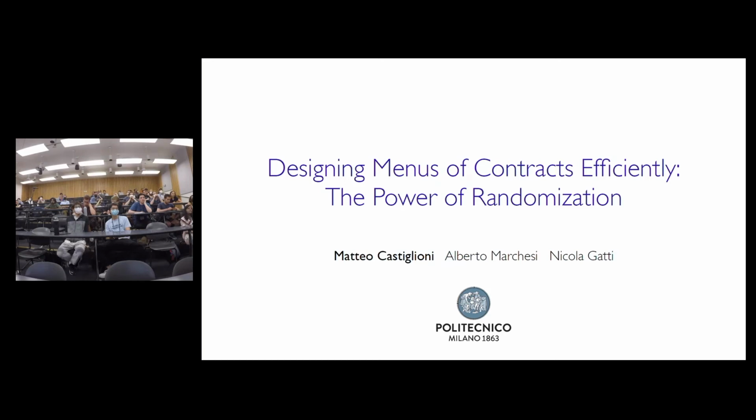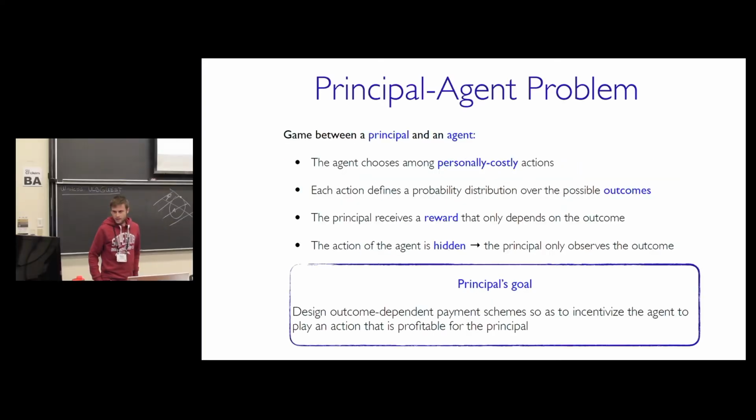Okay. We will talk about how to design menus of contracts efficiently using randomization. So we study a classical principal-agent problem. There is a game between a principal and an agent, and the agent chooses among personally costly actions. And each action defines a probability distribution over possible outcomes.